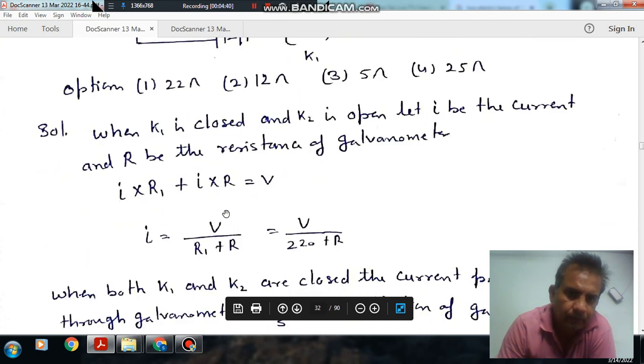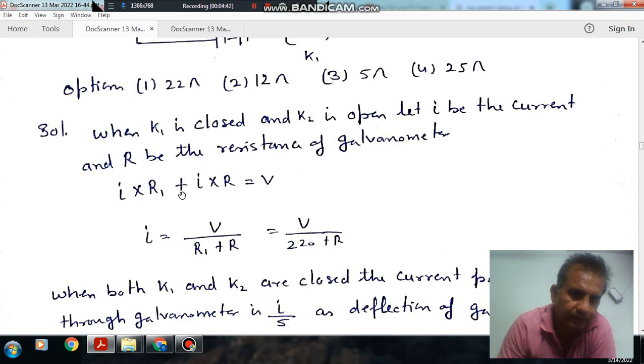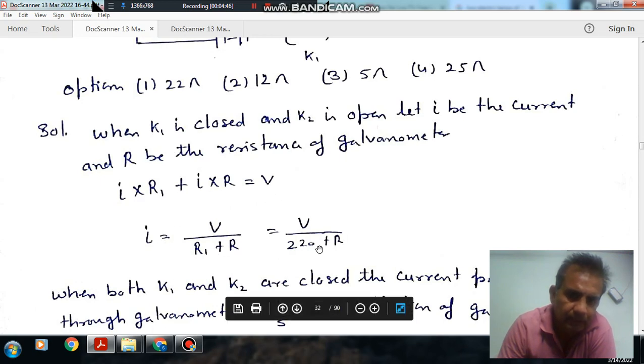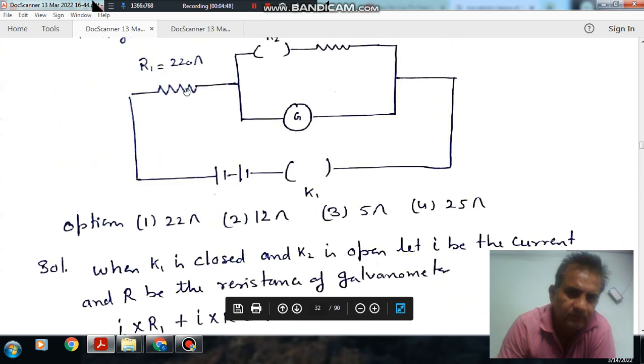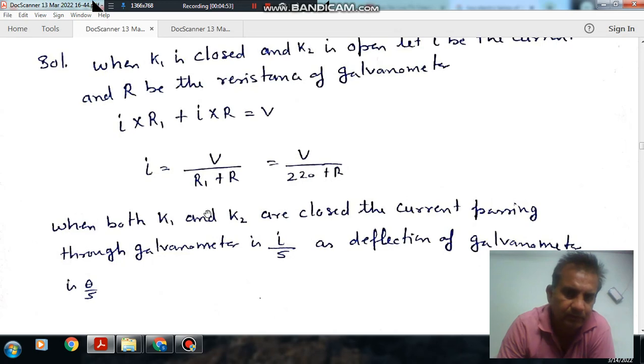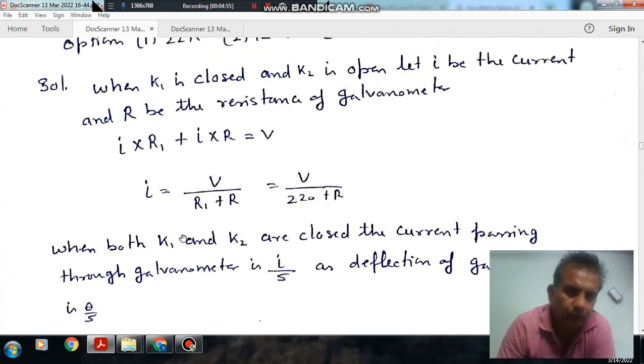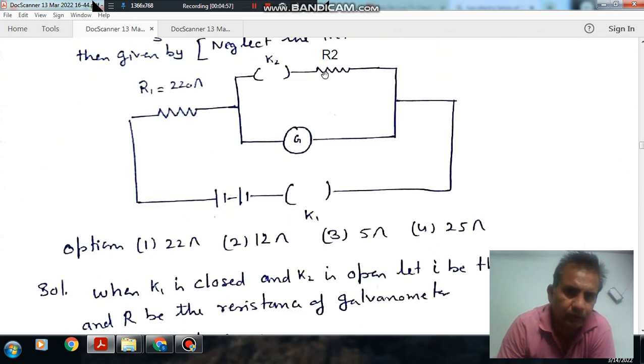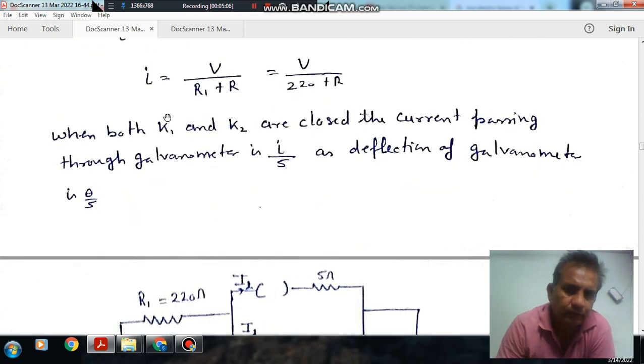So I R1 plus I R is equal to V, so I is equal to V divided by R1 plus R, and R1 is 220. So I will be V divided by 220 plus R. Now when both K1 and K2 are closed, these two resistances will be in parallel, and this parallel combination will be in series with this. The voltage applied is the same.